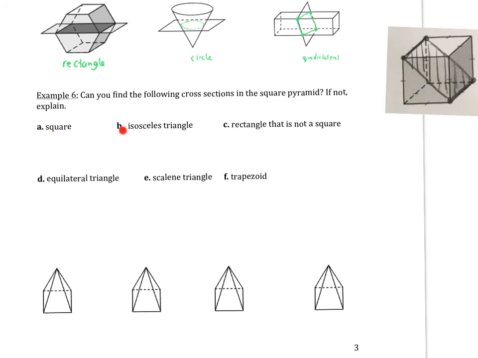Can you make a square by slicing this pyramid? And this is, by the way, a square pyramid, which means the bottom is a square. The base is a square in this case. Base does not always mean bottom, but in this case, the base and the bottom are the same. So since the bottom is a square, can I slice this somewhere and make a square? Can I slice and make an isosceles triangle? Can I slice and make a rectangle that's not a square? Can I make an equilateral triangle, a scalene triangle, a trapezoid? So go ahead and see what you can come up with. Some of these may or may not happen. So I gave a few of these down here for you to experiment with and see what you can find. Go.